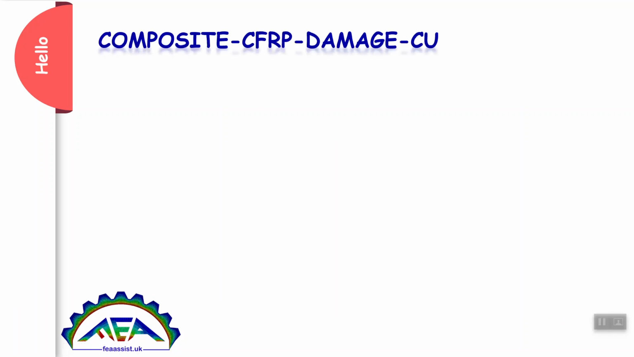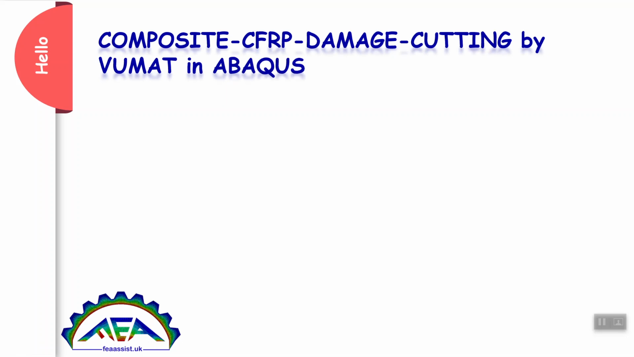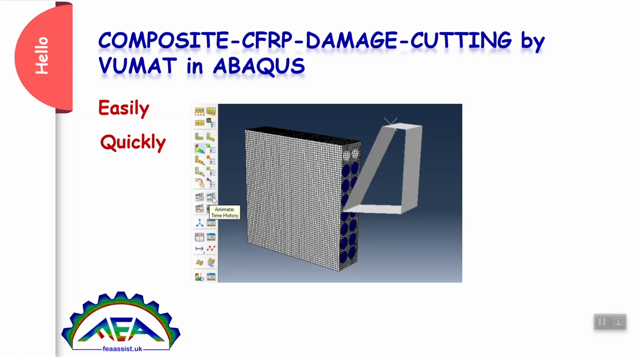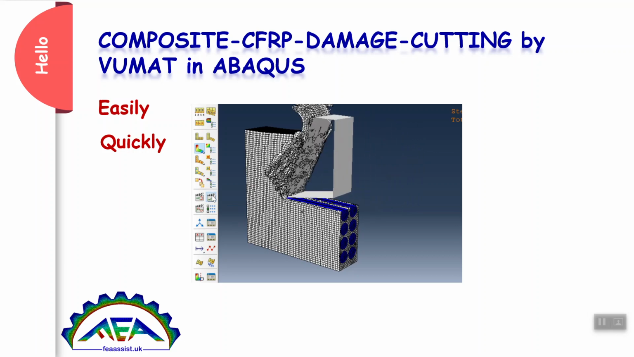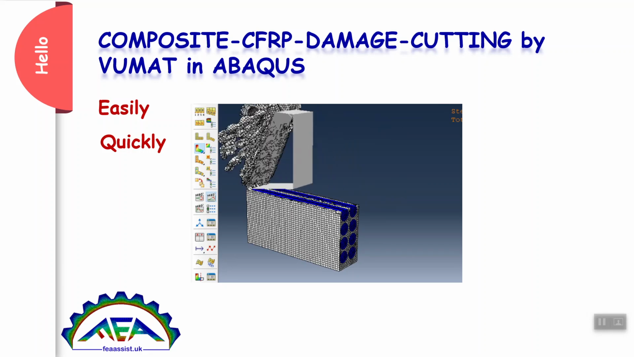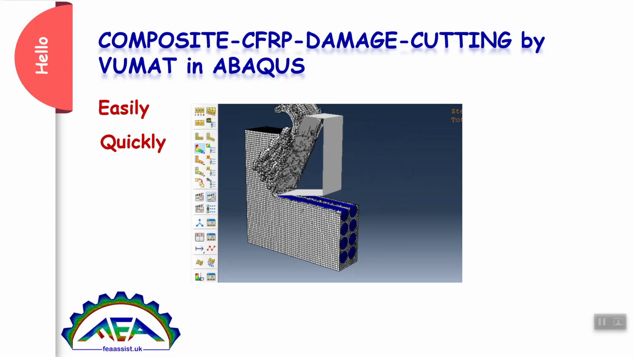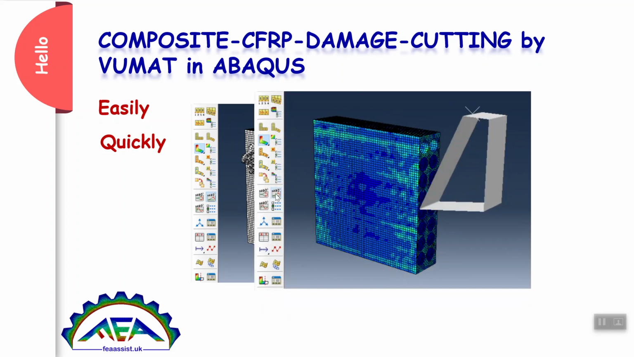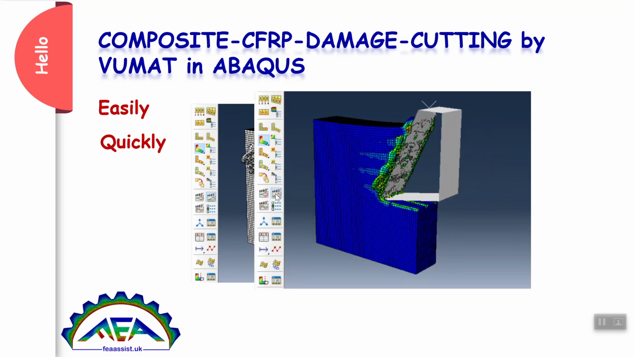Hello. Here we want to explain composite or CFRP damage or cutting by VUMAT subroutine in Abaqus. You can learn it easily and quickly by this video. The first solution is micro. In the micro solution, the fibers and matrix are defined separately. You can see the cutting process here. The fibers are oriented at 0 degrees in this example. Or here you can see the strain in the elements and the chip formation.